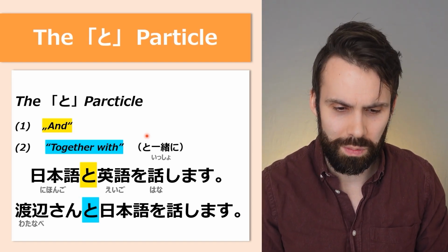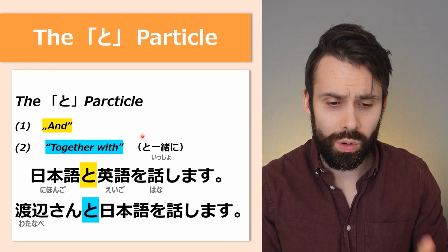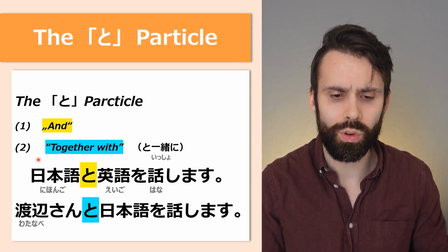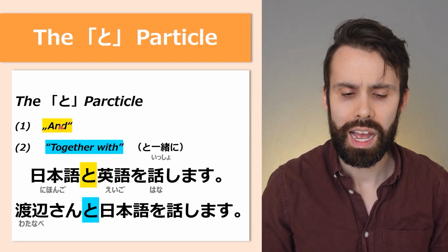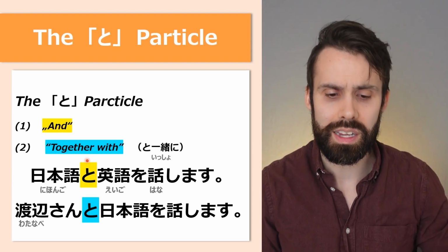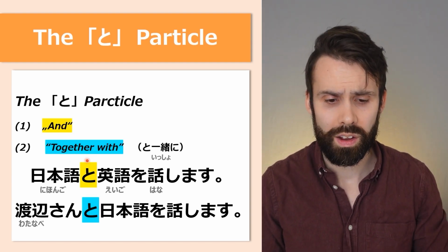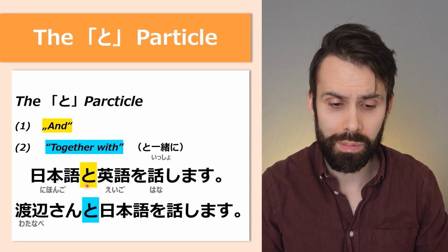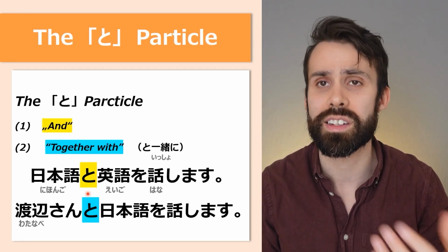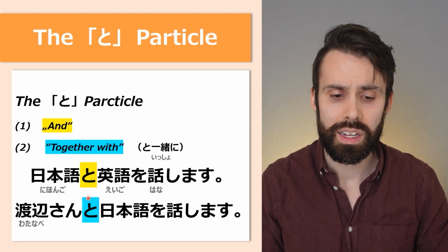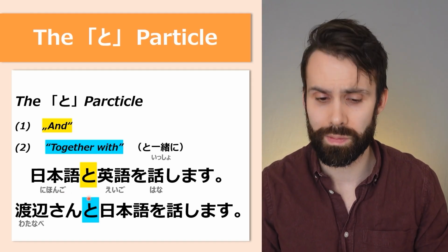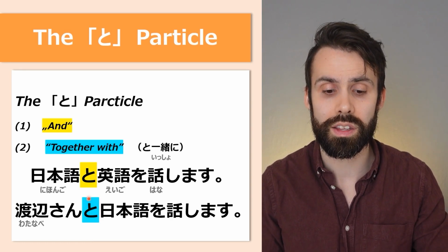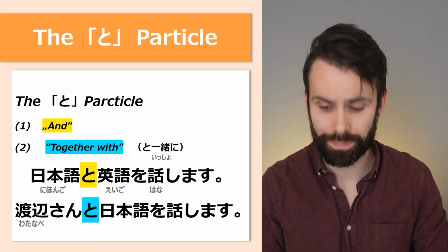And this can be, for example, if we take a look at this. So, 日本語と英語を話します. So that's the yellow one. And 日本語と英語を話します. To speak Japanese and English. While this to means together with. So, 渡辺さんと日本語を話します. I speak Japanese with 渡辺さん. And I could lengthen this to 渡辺さんと一緒に日本語を話します.